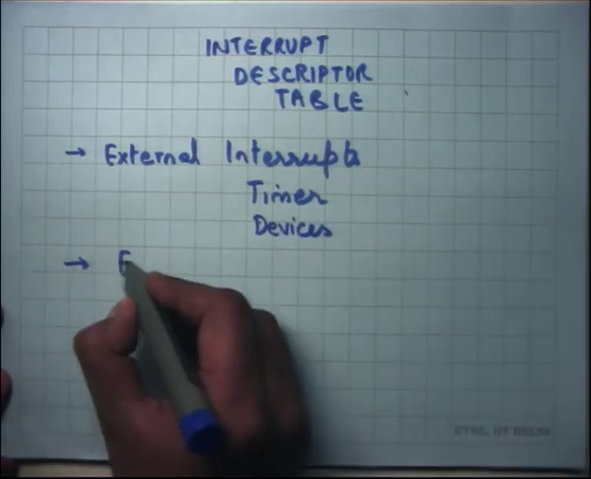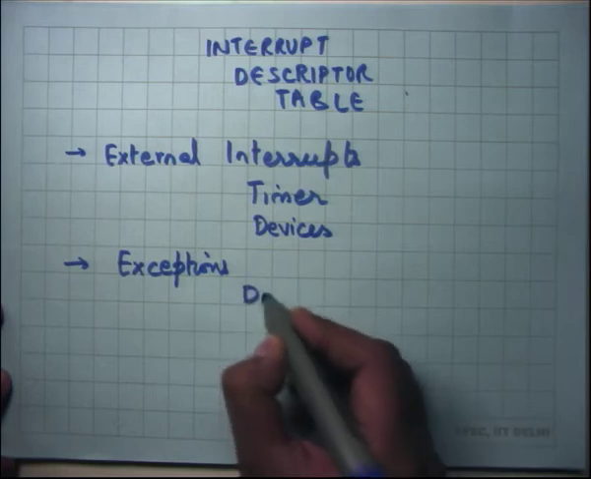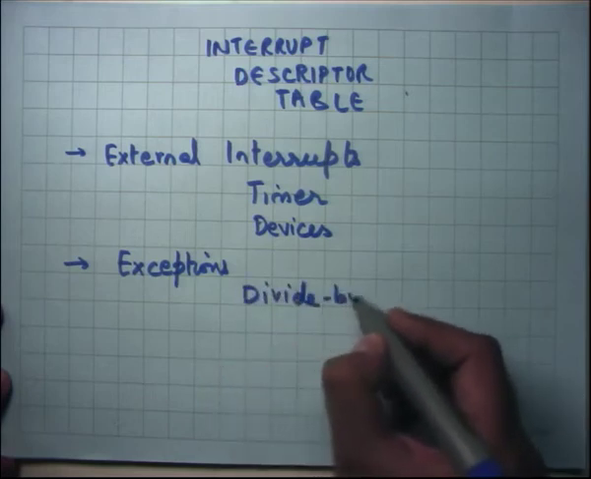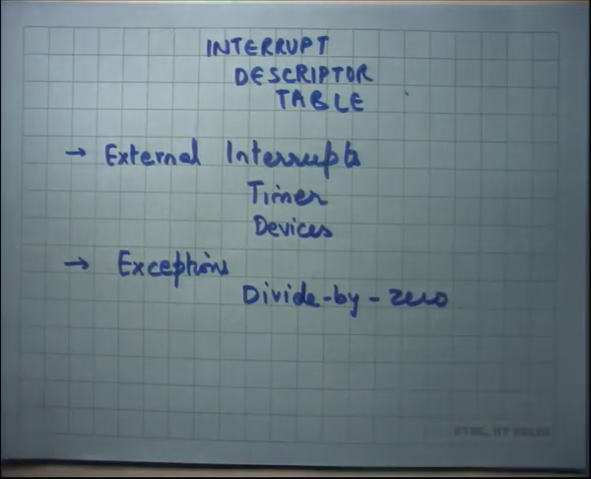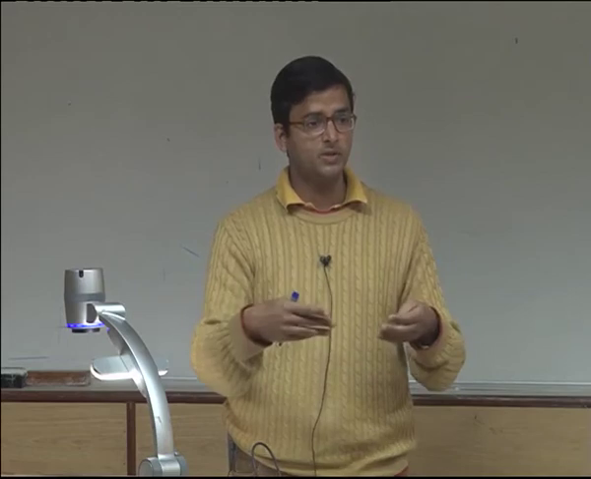It's also used for exceptions, right? So for example, divide by 0. What happens if a process is running in unprivileged mode, but it executes an instruction which amounts to a division by 0? The processor doesn't know what to do because the division by 0 is undefined. So it's going to raise what's called an exception. Raising an exception is internal to the CPU, as opposed to the previous example where an external device is asserting the interrupt pin.